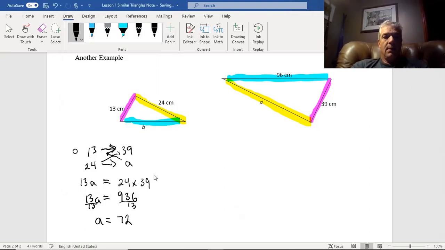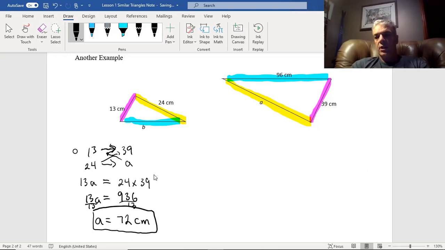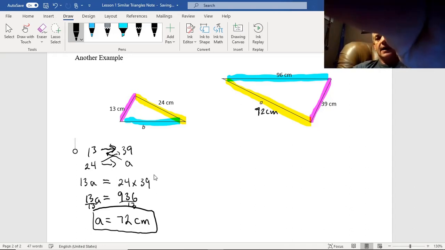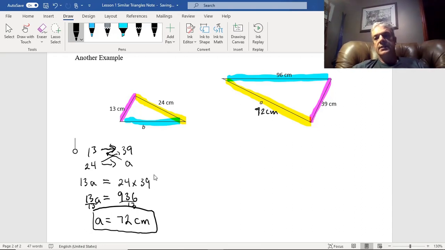And I can put my units on. In this particular case, it's centimeters, so I write centimeters over here where A is, and I look at the triangle with A is, and those are the units that I'm going to use. And that basically I could write this in here, 72 centimeters. And then think about it for a minute. Does it make sense? 72 centimeters, does that actually make sense given the context of that triangle? And it sure does. It makes sense.